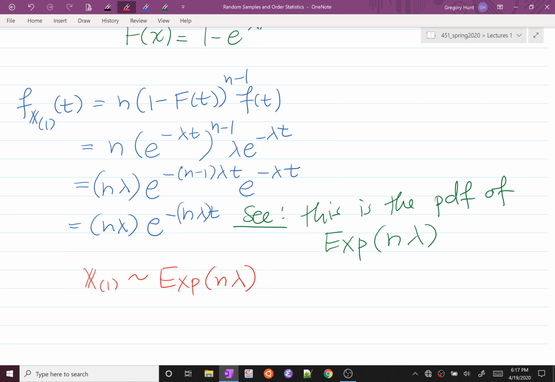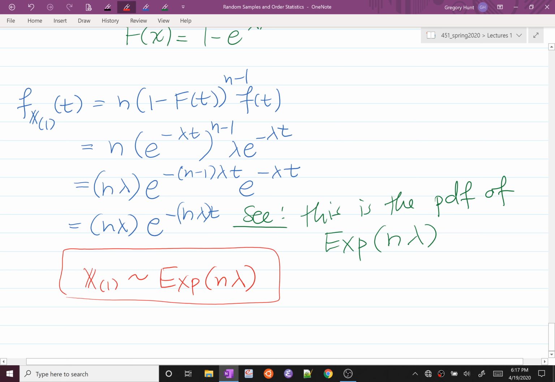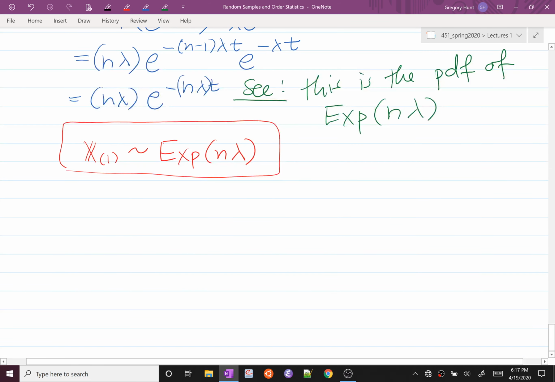And the minimum can have very strange distributions that don't have names. But in the case of exponentials, the minimum of an exponential is just a different exponential. We can also look at the maximum. So let's do that.